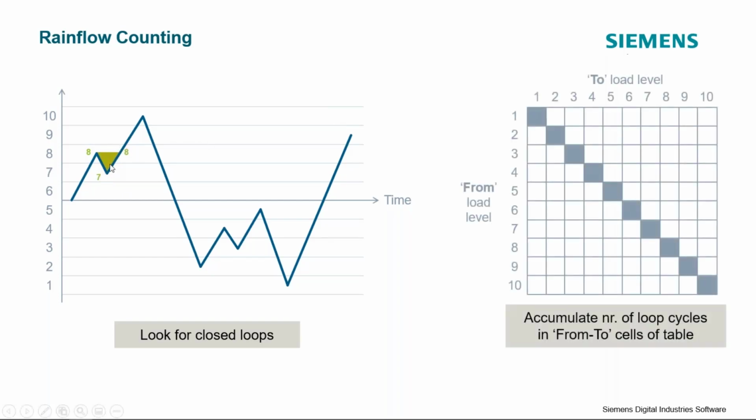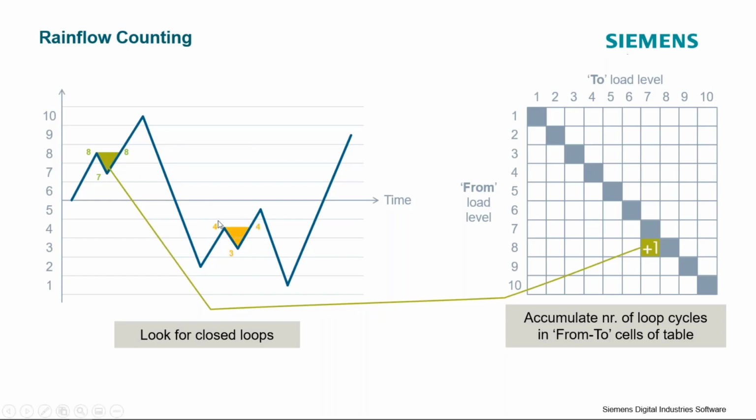I can take that cycle and plot it in what is essentially a histogram, where I've got the from load level on the y-axis here and the to load level on the, we'll call it, x-axis. So I go from 8 to 7 back to 8. So I would put one cycle in my from 8 to 7 cell in my rainflow diagram.